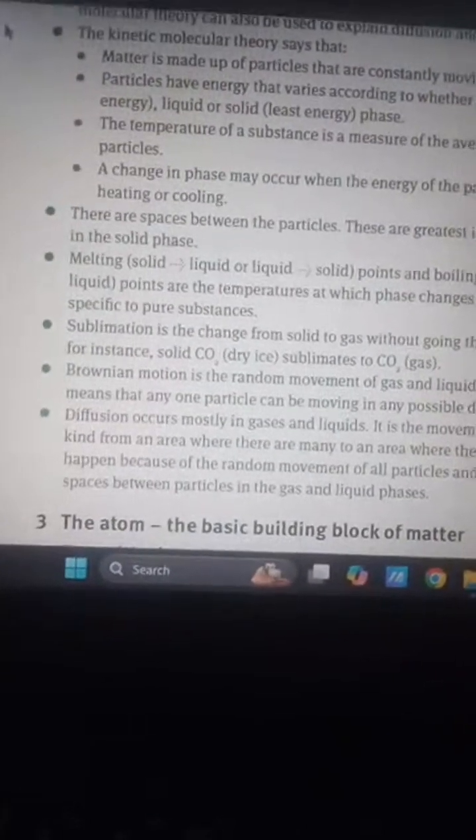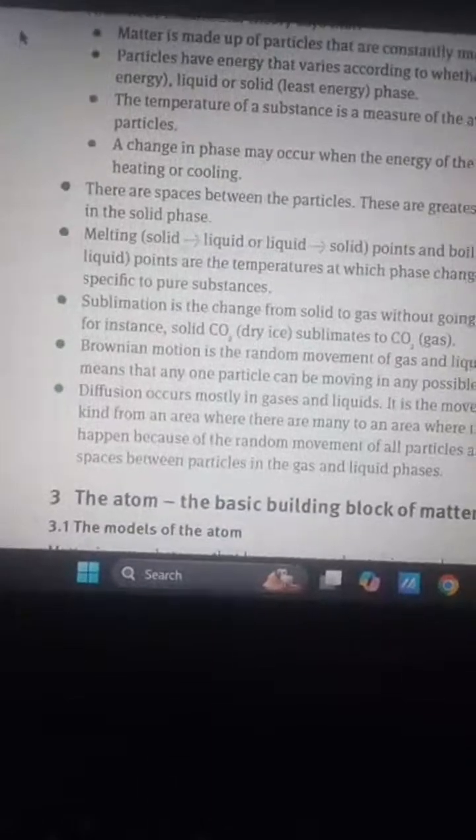And then there are spaces between particles. For solids, the spaces will be much smaller, for liquids the spaces will be a bit more, and the spaces are the greatest when we're talking about gas. The melting point of solids is usually higher compared to liquids, and gas usually has the lowest melting point of all the states of matter.